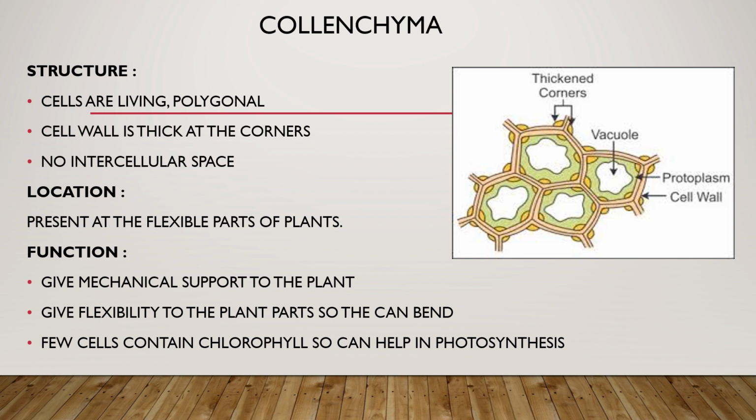What is the function of that? It gives support to the plant because it is a kind of supporting tissue. Then because it is flexible by nature, it is present in flexible parts. So that is why it helps the plant to bend, like when the wind is blowing or when you are pushing the plant. It bends and then again comes back to its original position. So bending helps the plant to survive, and this bending is caused due to the collenchyma.